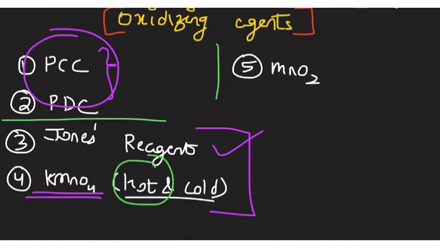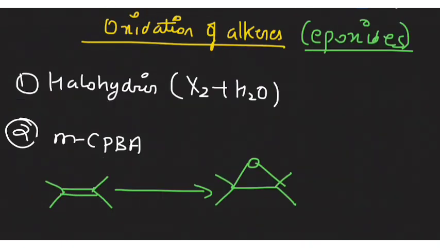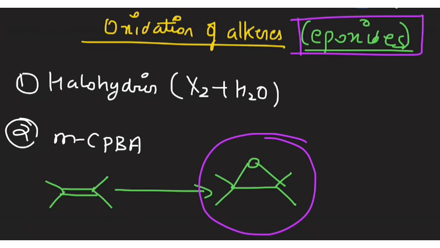Now, the next important reagent is MnO2. Here you have to study its oxidation of allylic alcohol and benzylic alcohol. Now, coming to oxidation of alkenes, basically epoxide formation. This is the epoxide. The important reagents which frequently come in the examination are halohydrin formation, which is X2 plus water.